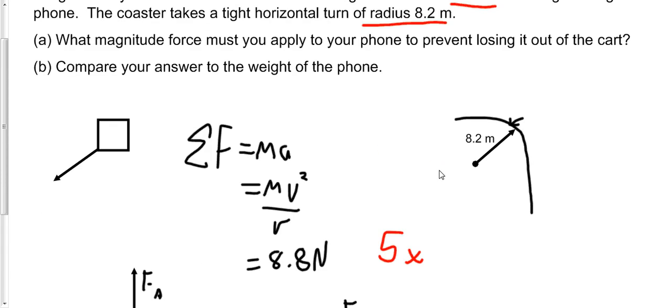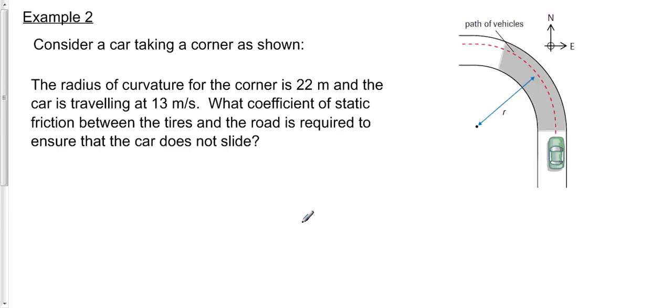And hopefully you haven't had this happen to you, but if you don't apply this force, this phone would keep going in a straight line and it would actually fly out of the cart and you'd be without your phone. So again, that's 5 times there. Okay, so that's a simple warm-up question. Let's look at something else here. As I said earlier, one of the cool applications here is we have a car taking a corner.